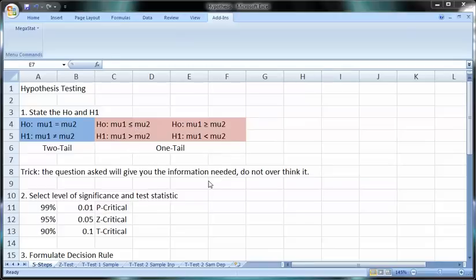Okay. Also, I've noted a trick here. The question asked will give you the information needed. Do not overthink it. Oftentimes I find students trying to manipulate the question or trying to manipulate the words to create what they believe is the null or the alternative. The question is going to give you one of these 6 options, whether it be the null or the alternative. From that question, you can just assume that it's going to be the opposite based on one of these 3. And this will make a little more sense once we get into the actual questions and a real example.